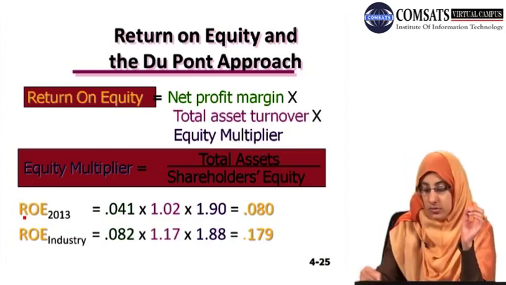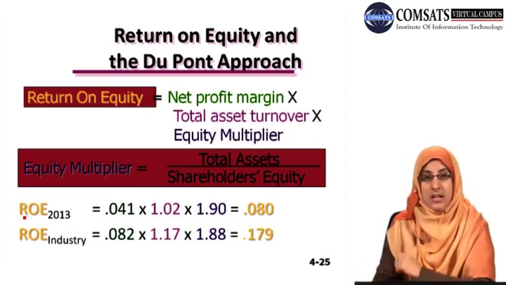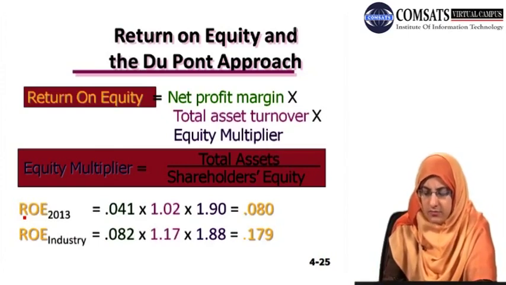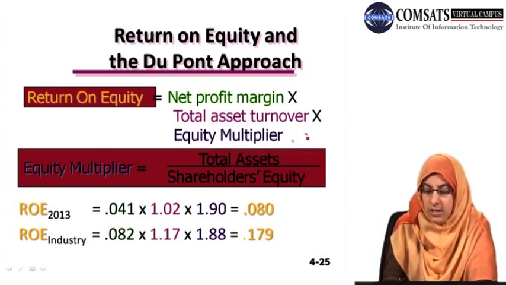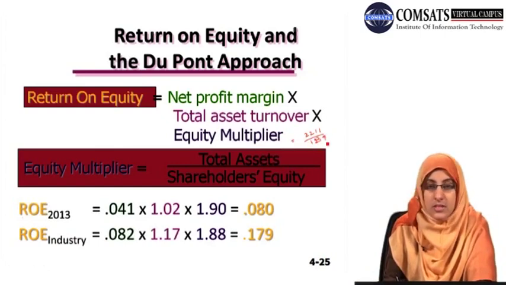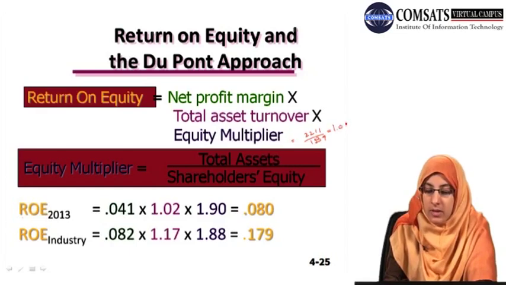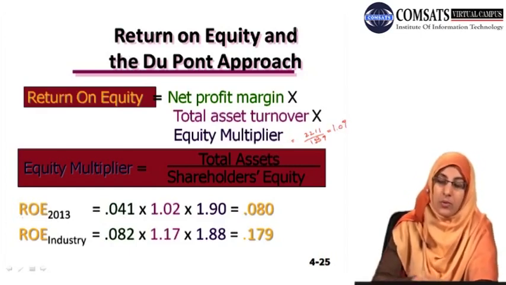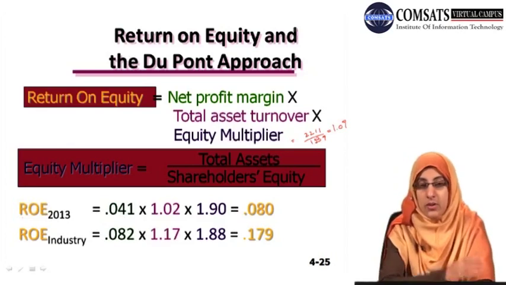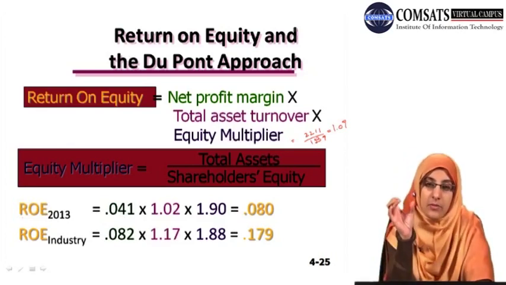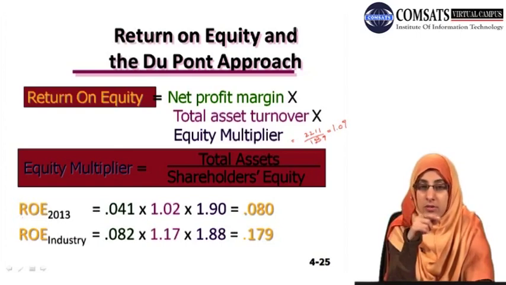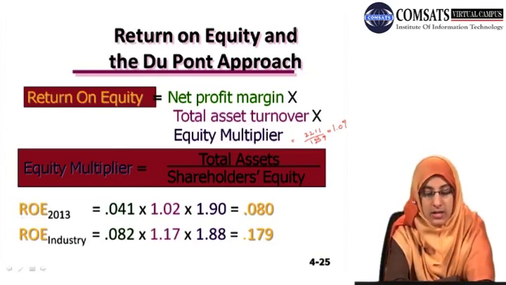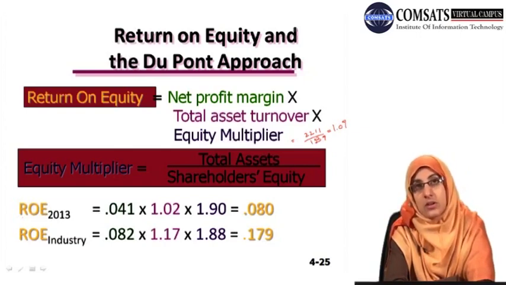If we find it using the values from the Basket Wonders balance sheet, the value for total assets is 2211, and the value of shareholders' equity is 1139, then we find that the value is equal to 1.94. 1.94 is the value of your equity multiplier. Now if we multiply all the values of net profit margin, total asset turnover and equity multiplier for 2013 for Basket Wonders, we have 0.041 times 1.02 times 1.90, which is equal to 0.080.